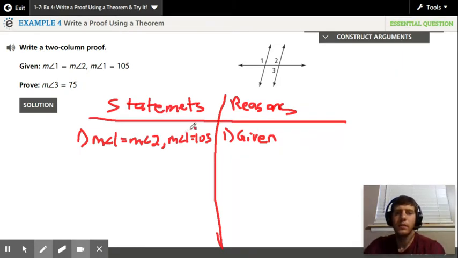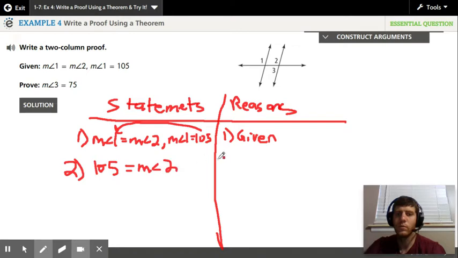So the first thing I notice is the measure of angle 2 and 105 are both equal to the measure of angle 1. So you can use the transitive property here, or you could also call it substitution. We're going to replace the measure of angle 1 with 105 degrees. So we're going to say that 105 is equal to the measure of angle 2. And we're going to call that the substitution property of equality. Substitution is simply what we're doing here.